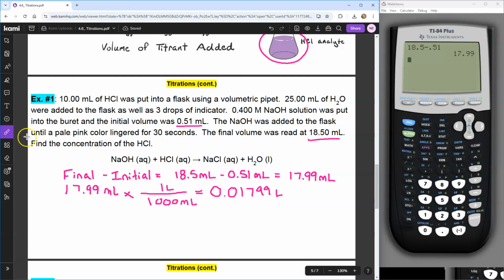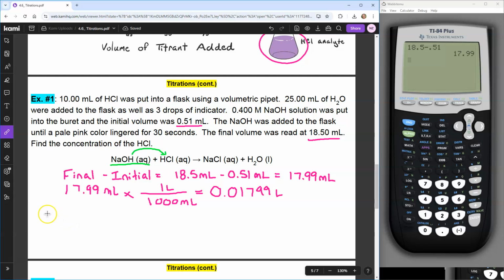All right, but that's not what we were trying to solve for in this question. In this question, we're trying to figure out our concentration of our acid. So we know the volume of our base. We need to figure out, first of all, the moles of our base. Then we're going to do a mole ratio to go from base to acid. And then we'll need to convert our moles of acid into our concentration or our molarity of our acid.